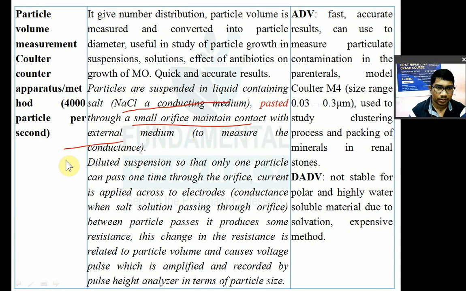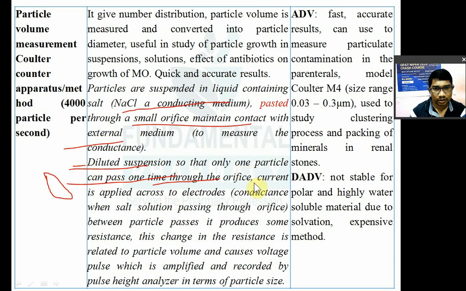Now the suspension should be diluted in such a manner that only one particle can pass through the orifice at a time. That means the suspension of powder you are making in the sodium chloride solution should be so dilute that only one particle goes into the orifice at a time. So you have to dilute the suspension so that only one particle can pass one time through the orifice.